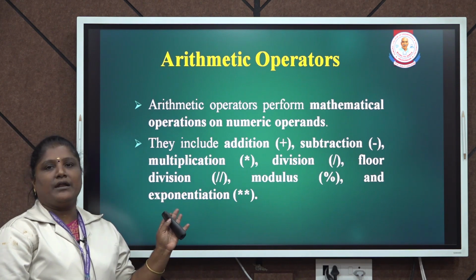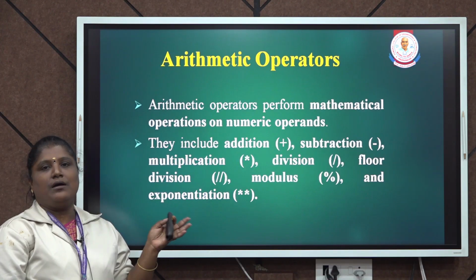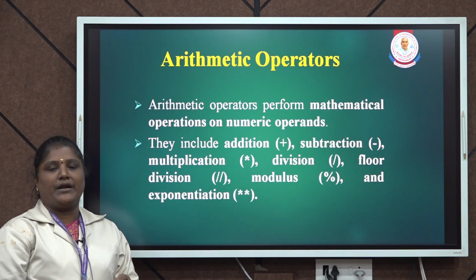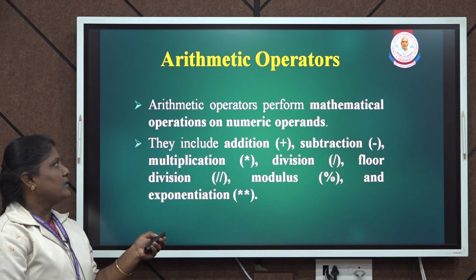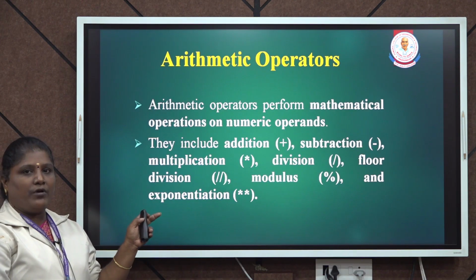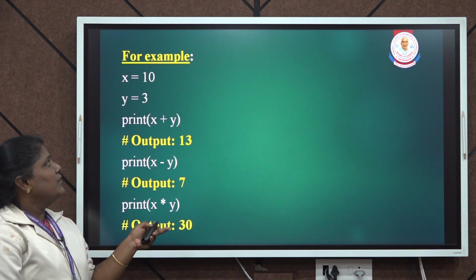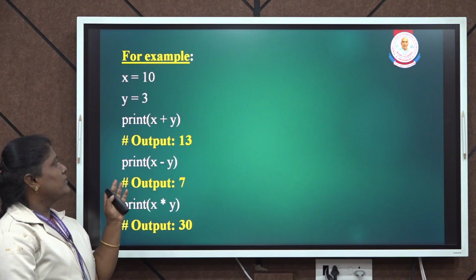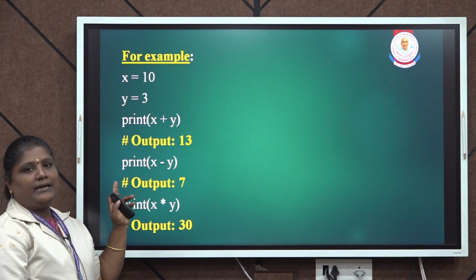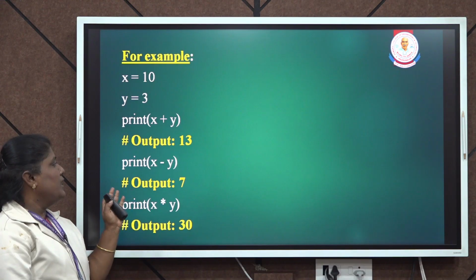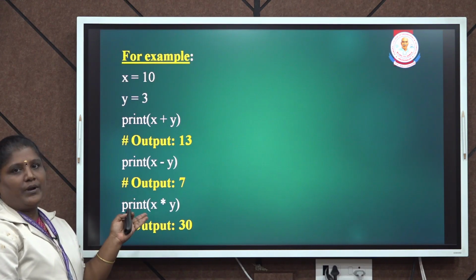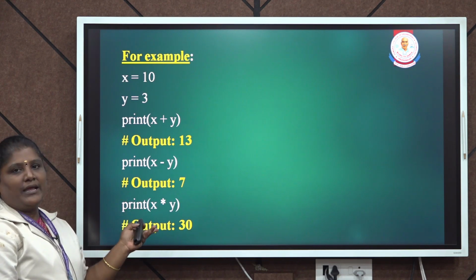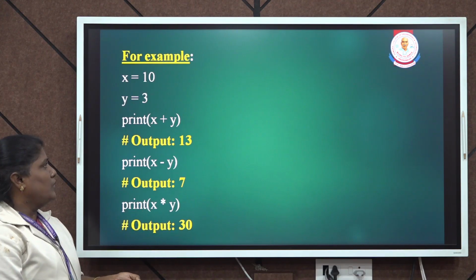In arithmetic operators, we have addition, subtraction, multiplication, division, floor division, modulus and exponentiation operators. Arithmetic operators are used to perform mathematical calculations. For example, x contains 10 and y contains 3. So, print x plus y is an addition operation, 10 plus 3 equal to 13 is the output, and x minus y is a subtraction operator. So, 10 minus 3 equal to 7. x into y is a multiplication operator. So, 10 into 3 equal to 30.